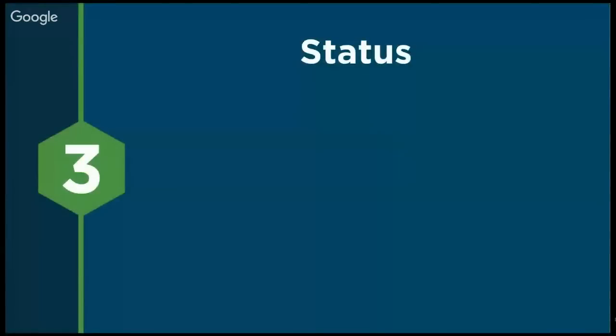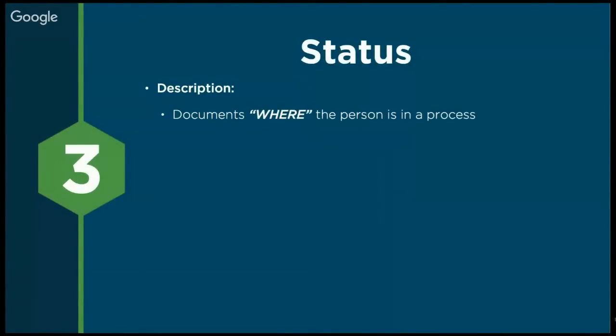Okay, number 3 is status tags. Status documents where the person is in a process. We've talked about what they've done, that's the activity tags, and who they are, which is the profile tags. Now we're looking at where the person is in a process, and that is their status tags. So the rules here: status tags are temporary. Why? Because their status changes as they move through a process.